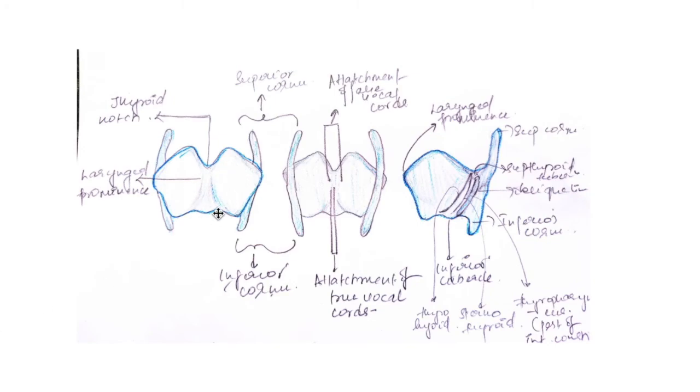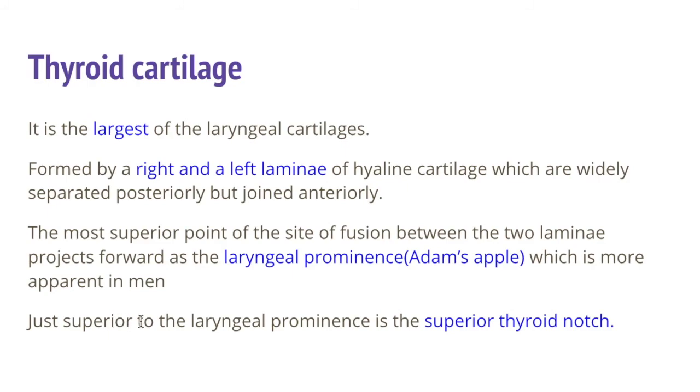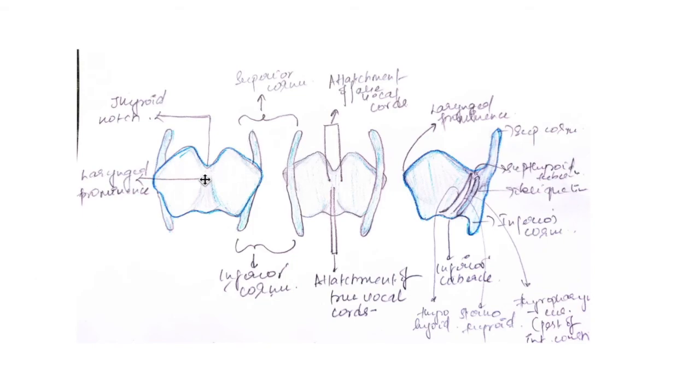Okay. Now, also, it is said that just superior to the laryngeal prominence is the superior thyroid notch. So here you can see that as the two laminae join, superiorly it is deficient, and this is called the thyroid notch. Now again, in men and women, this as well is different. So in men, the angle is 90 degrees, and in women it's 120 degrees.